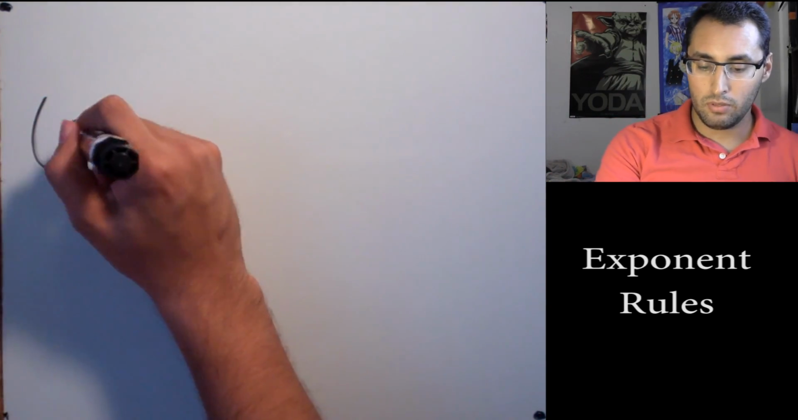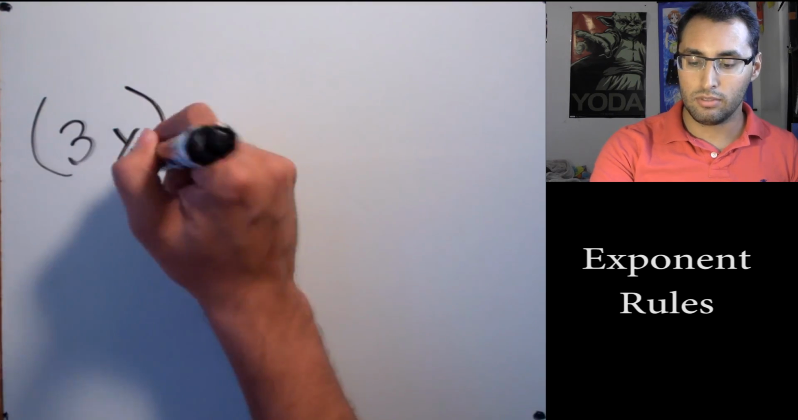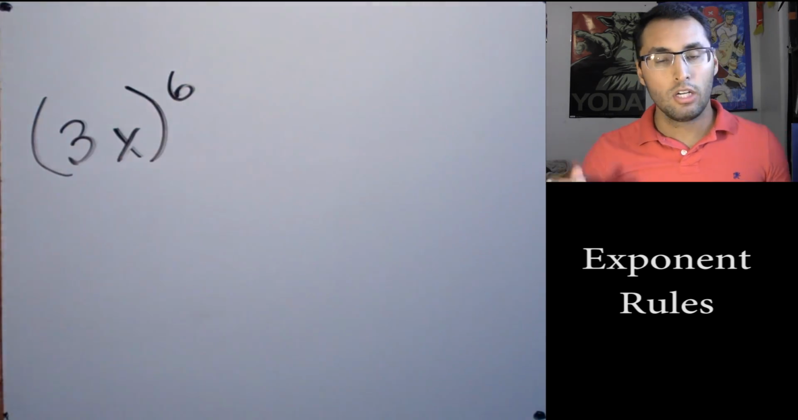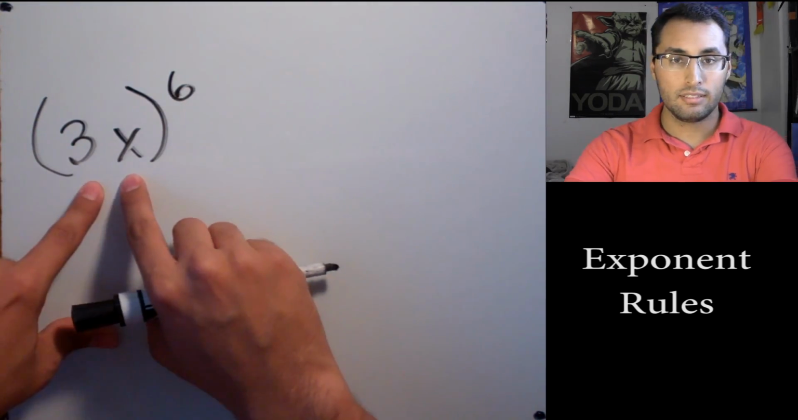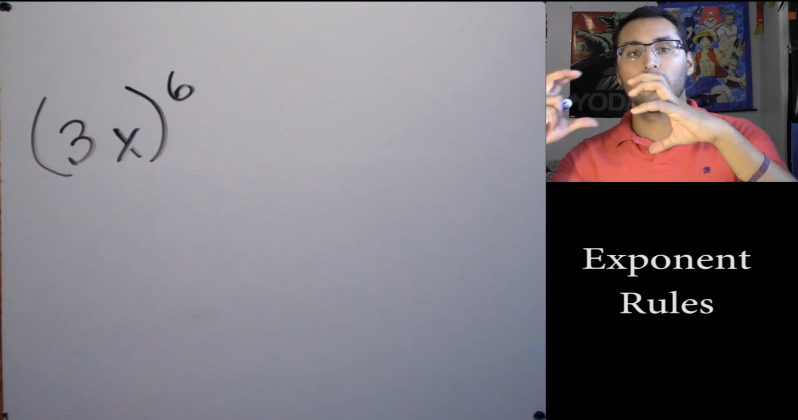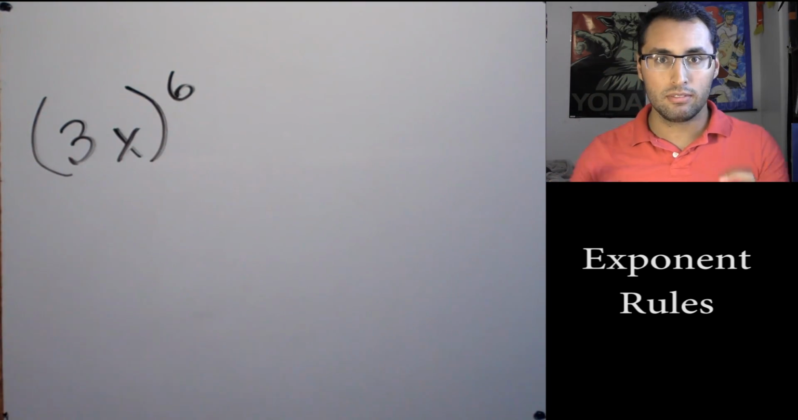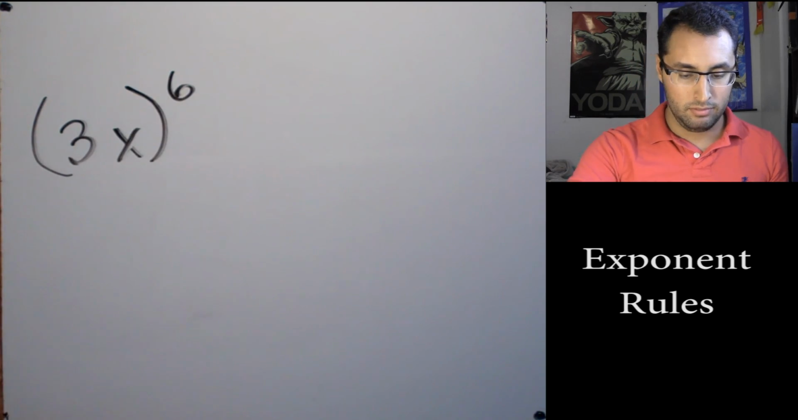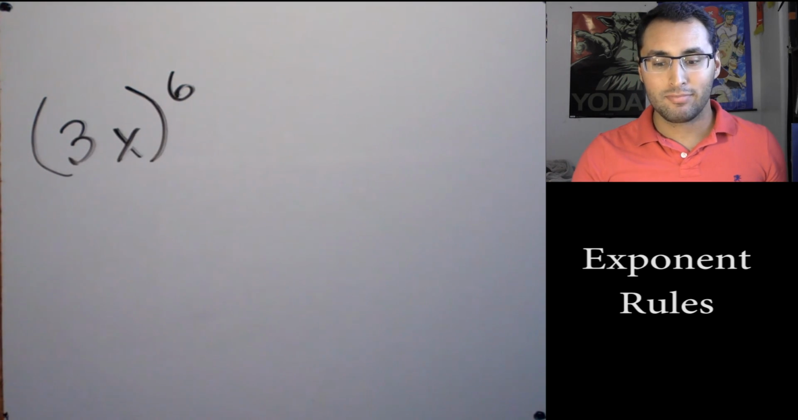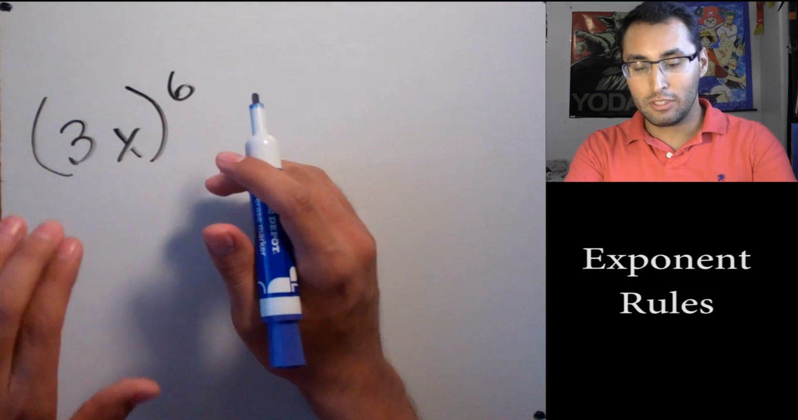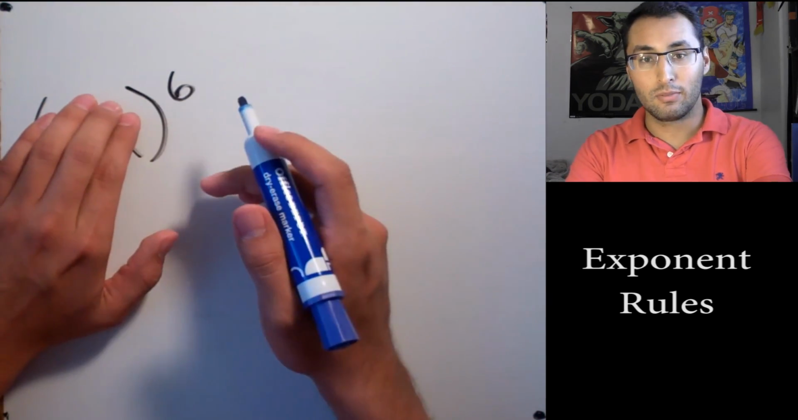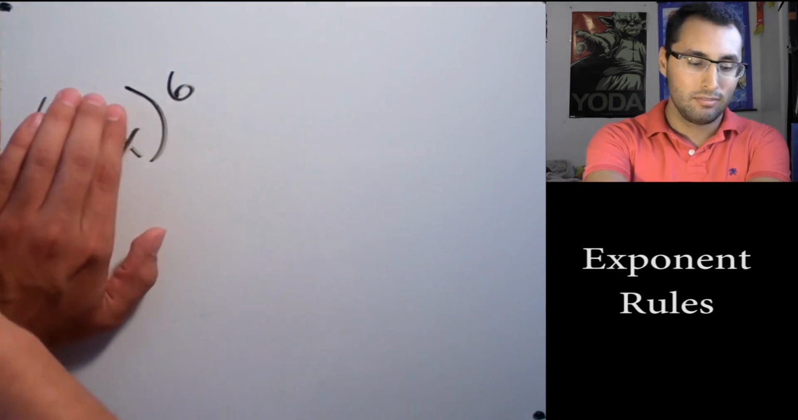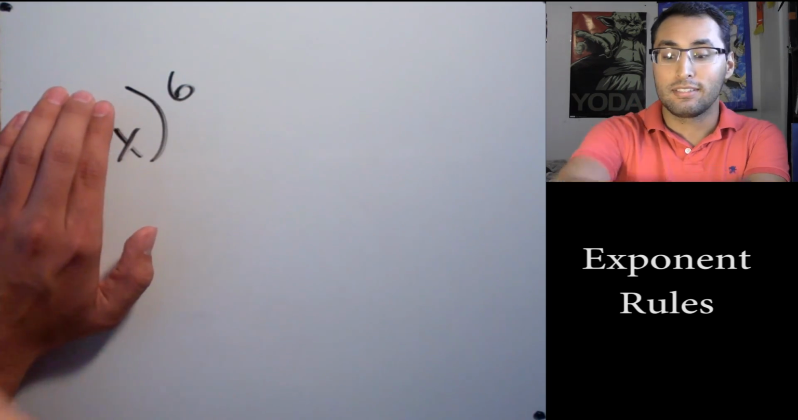I'm going to give you 3x raised to the 6th power. So we have a product, 3x. When a number is next to a letter, every single time you see it, they're multiplied. So we know that there's multiplication involved here. What we're going to do is I'm just going to cover up 3x. It's raised to the 6th power. What does that mean? That just means I'm going to write 3x 6 times.